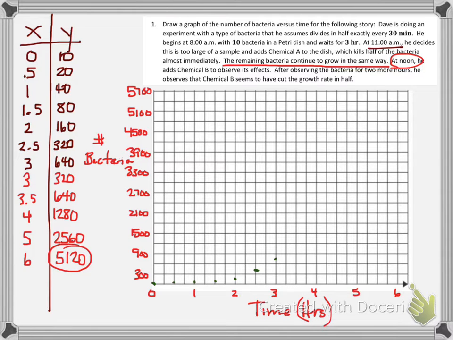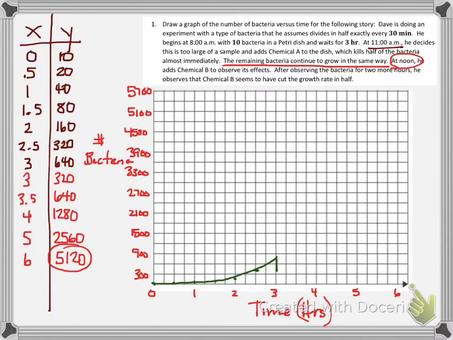And then we also have a 3 hours back to 320. So almost instantaneously we go back down to that 320 mark. So far, I'm going to draw this so far. We're hugging the 0, and then we're starting to show the growth. And then he applies chemical A, and we drop back down to that level. So far that's where we're at.